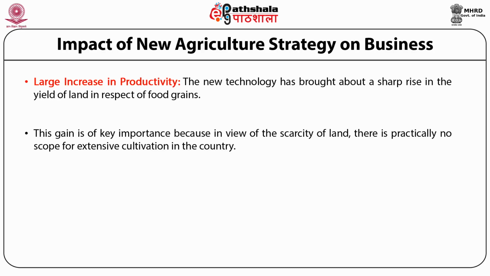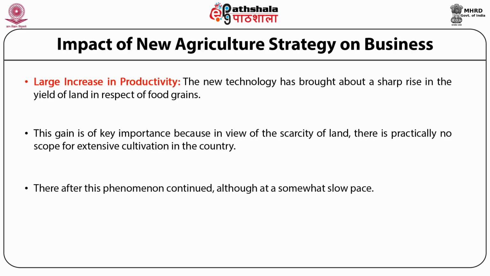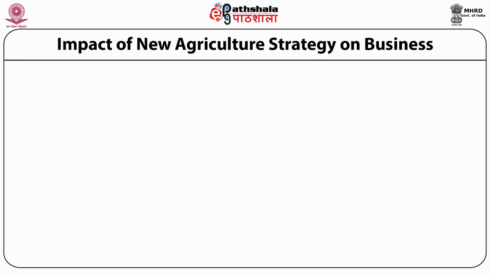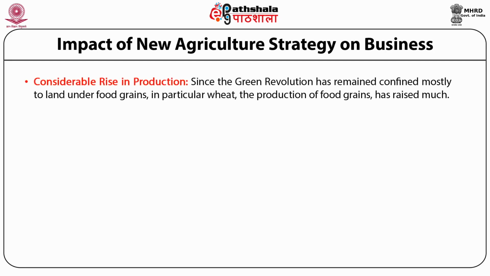The gain in the yield was very large in the initial years after the coming of Green Revolution because the increases took place on the existing very low level of yield of land. Thereafter, this phenomenon continued, although at a little slow pace. For the food grains as a whole, the improvement per hectare has also increased, which makes improvement in the business activity ratio as well. Another important impact of this new agriculture policy is the considerable rise in production.